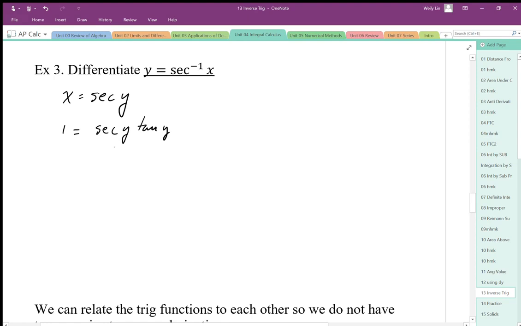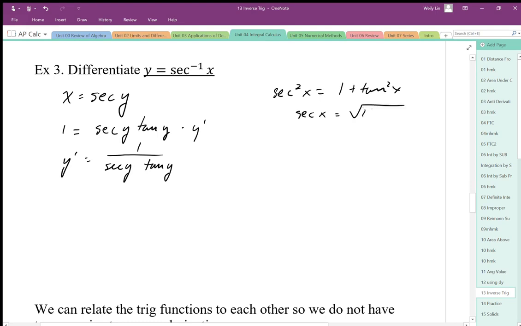Okay, so then times y prime. So solving for y prime, we end up with 1 over secant y, which we're going to replace with an x, and tan y times tan y. Well, we saw before that secant squared x equals 1 plus tan squared x. So we're going to say that secant x is equal to the square root of 1 plus tan squared x. Okay, so we're going to replace secant y with x, and we're going to replace the tan with 1.